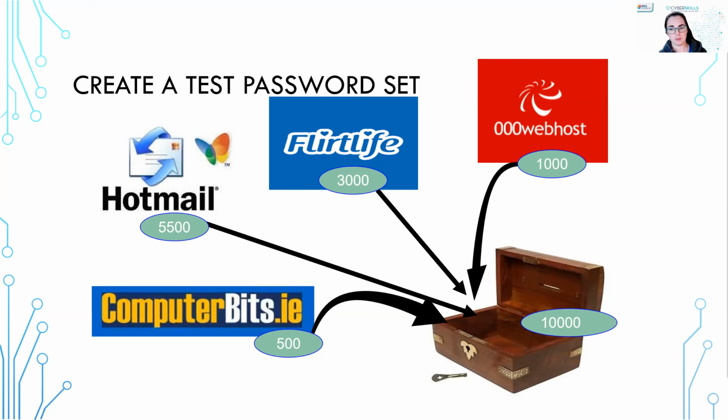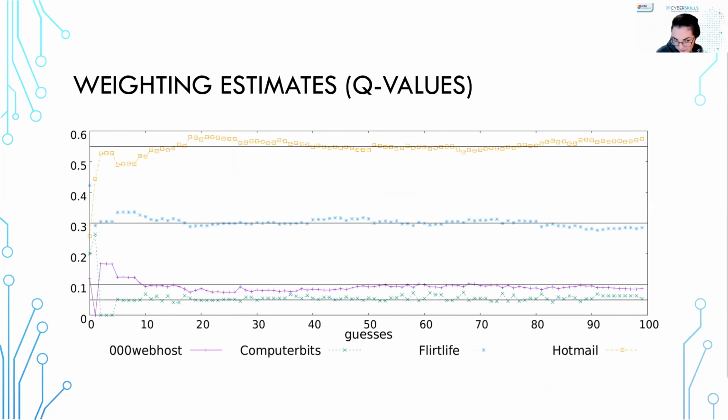So then we decided we would guess this new password set using all these dictionaries. And if our multi-arm bandit and gradient descent method is working correctly, it should be able to weight the different dictionaries according to the weightings we know they have. So we know that, for example, Hotmail accounts for 55% of the total new password set, so it should have a weighting of 0.55.